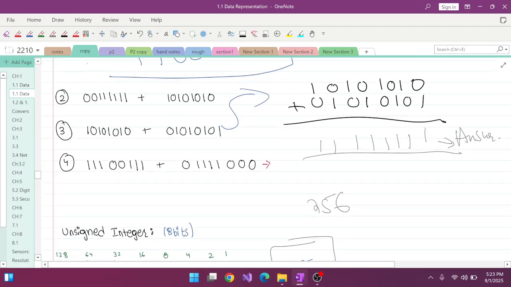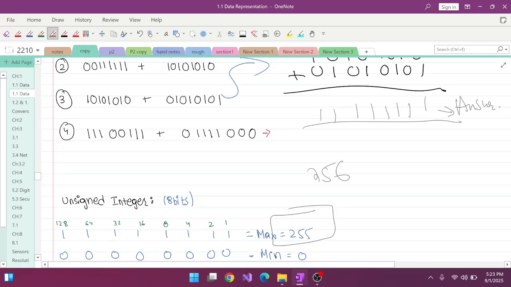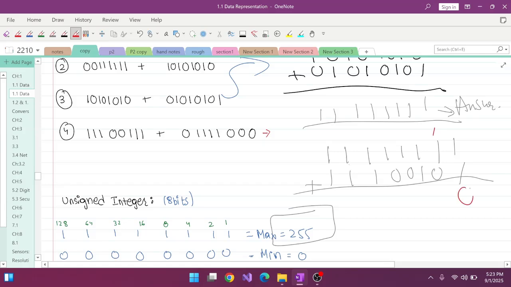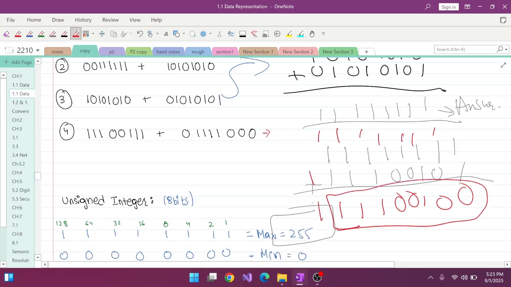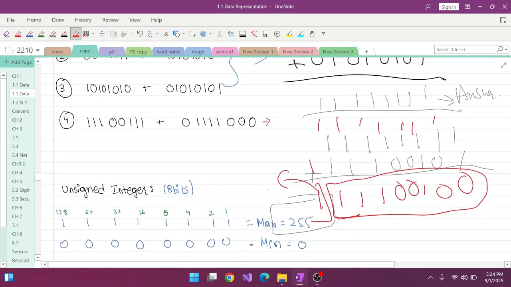An example can be like this. If I want to add 1 1 1 1 1 1 1 1 and 1, I have to add like this. I have to add these two numbers. So 1 and 1 is 0 with carry 1, and the carry propagates through every bit. If I write down the final 1 here, these are 9 bits. This is overflow. Why? Because it cannot be stored in an 8-bit register.